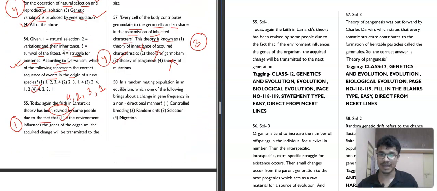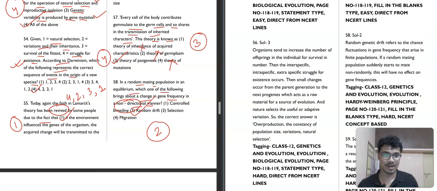Then question number 58. In a random mating population in equilibrium, which of the following brings about a change in a non-directional manner? Control breeding, then random drift, then selection and migration. It is saying that it brings a change in a non-directional manner, so non-directional will definitely be random drift. Second option will be our correct answer.